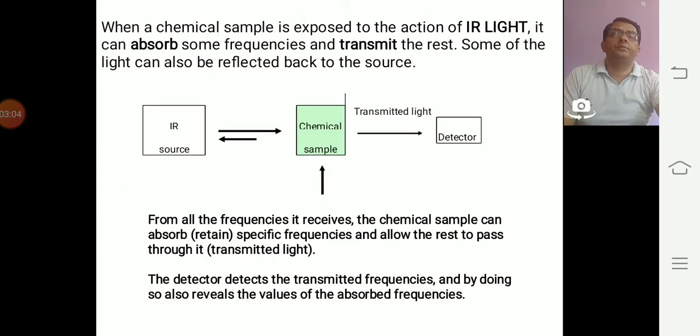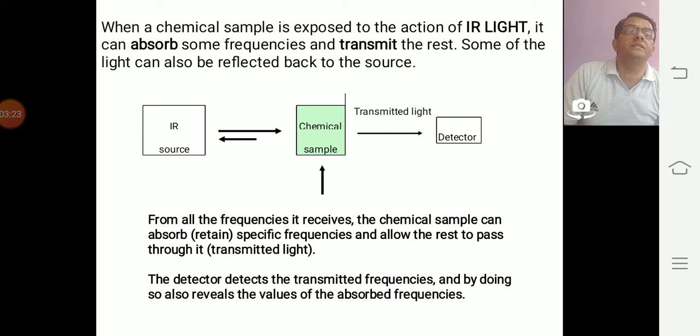Here is the representation of instrumentation. When a chemical sample is exposed to the action of light, it can absorb some frequencies and transmit the rest. Some of the light can also be reflected back to the source. And this is the representation.